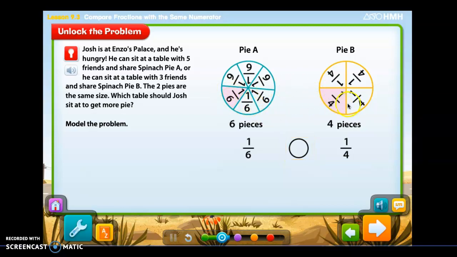No. Are they the same? Wouldn't be fair. No way. Aiden's table would be getting bigger slices and everybody else would be getting smaller. So no, they're not the same. So this 1/6 is less than 1/4.